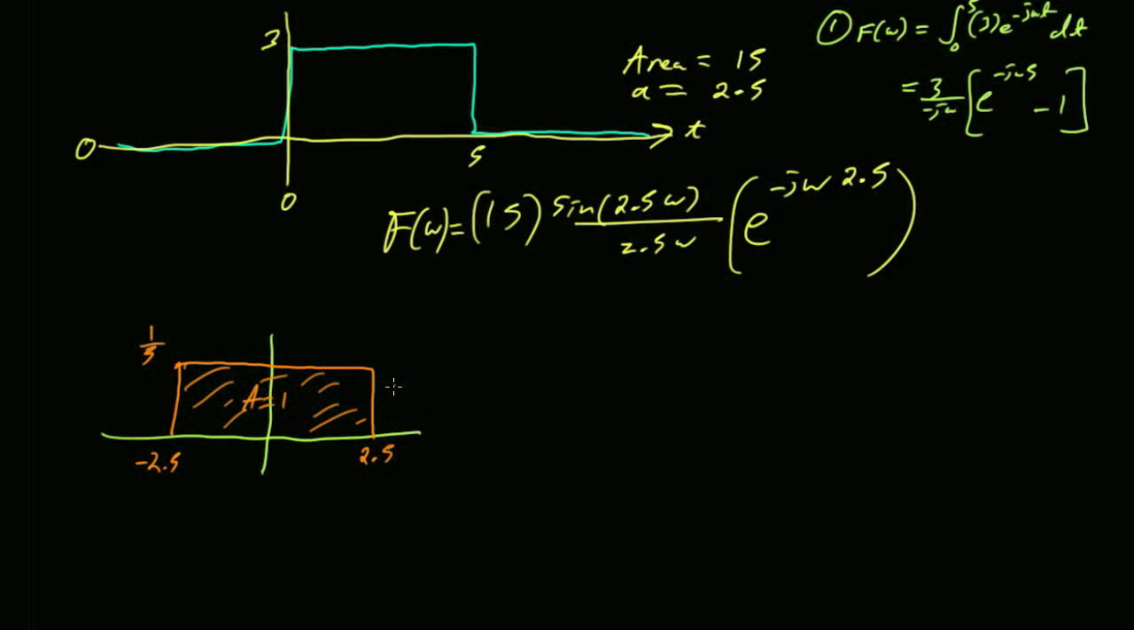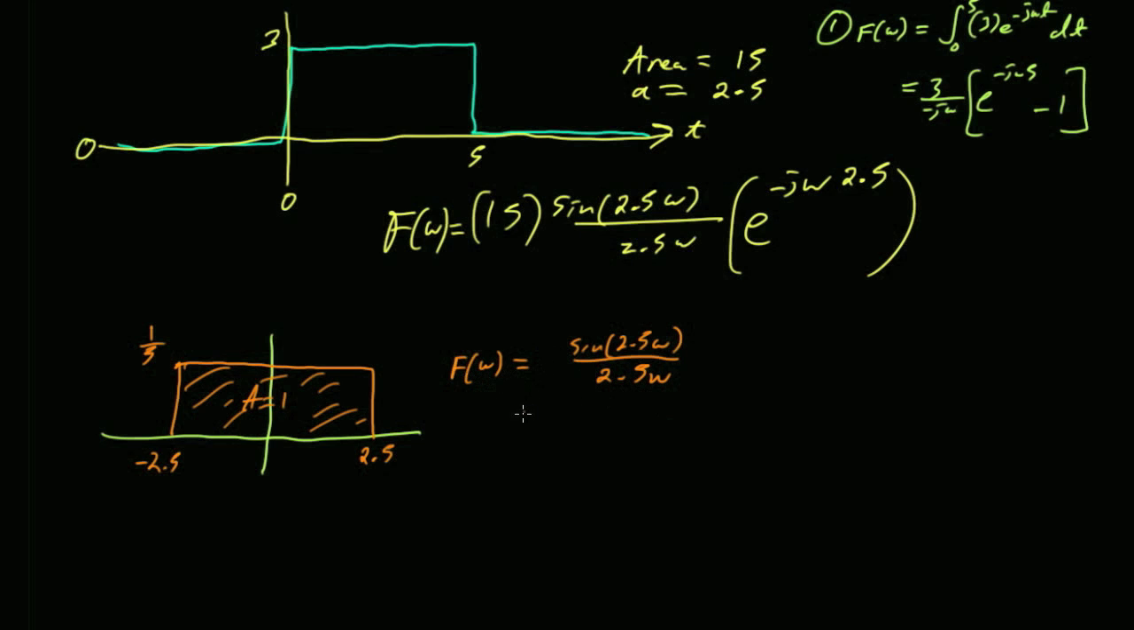What would my answer be if this was my question? What would my frequency content be? Sine 2.5 omega over 2.5 omega. Plug and chug, right? We've already done that one. It's just a matter of figuring out what little a equals. Now, that's cool.